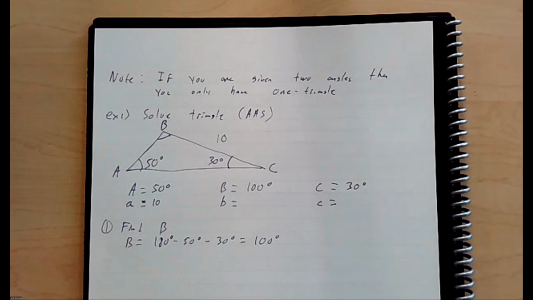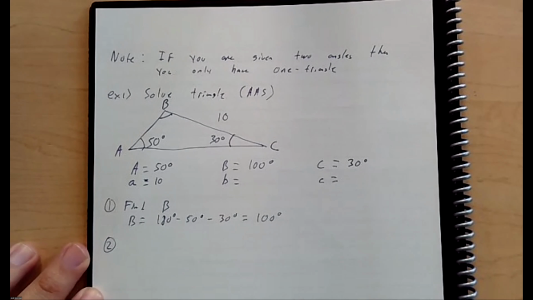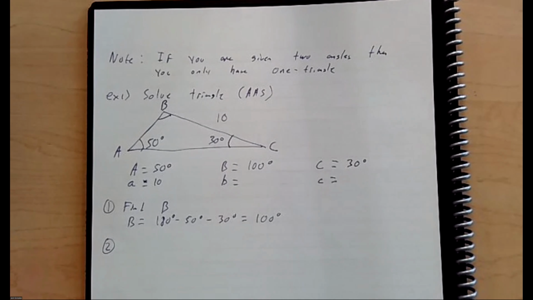Now we've got to find the sides, but that requires the law of sines. We can't do Pythagorean, so don't even think about that anymore, unless you have a right triangle. But none of these will be right triangles. I know one of you is going to try it on the next test, even though I told you not to, but please don't. Step two, let's find little b, I guess.